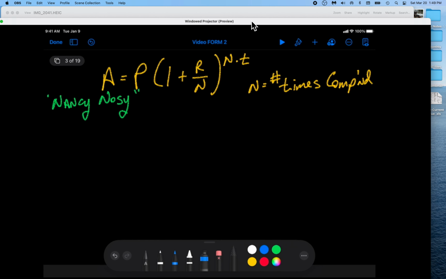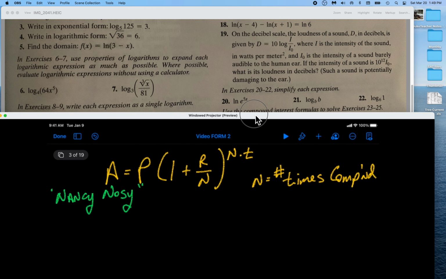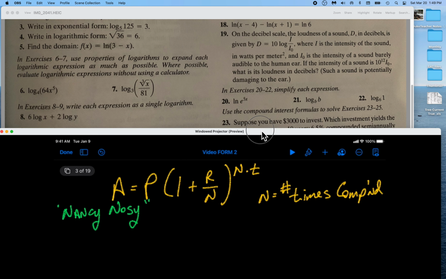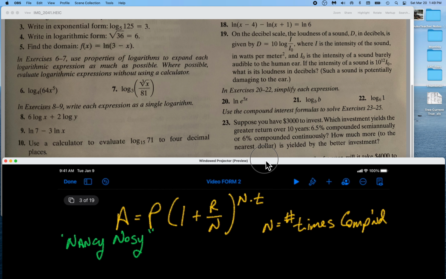Okay, let's look at this problem. 23. Suppose you have $3,000 to invest, so we're going to say that the original amount, P, is going to equal $3,000. Which investment yields the greater return over 10 years? So T is going to equal 10 for both of these. The first one, call that letter I.